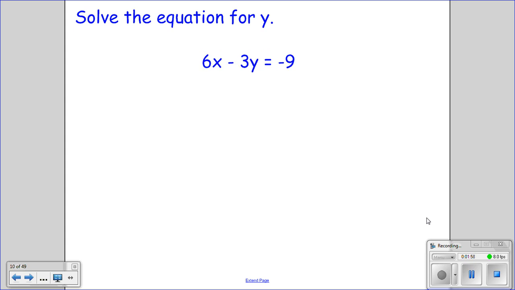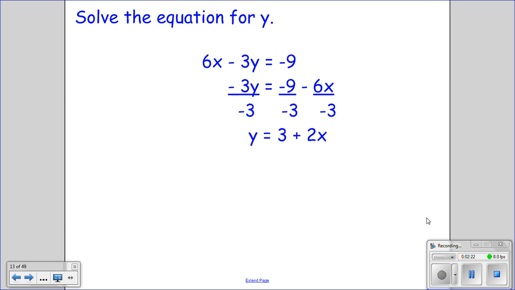Let's do this one where we also have to deal with some negatives. 6x minus 3y equals negative 9. We first want to move the 6x to the other side. That gives us negative 3y equals negative 9 minus 6x. Then you want to divide by negative 3 on all sides of the equation. That means every term gets divided. And that leaves us with y equals 3 plus 2x. Notice how your negatives work. When you have double negatives, that becomes a positive.